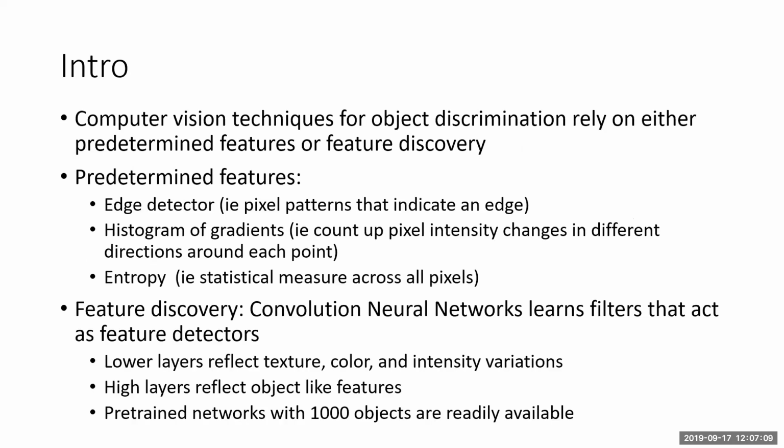When we talk about computer vision techniques for object discrimination, they rely either on predetermined features or feature discovery. Predetermined features are things like edge detectors, histogram of gradients, where you look at how pixel intensity changes in directions, and entropy. Before convolution networks came about, these were the features people were using in the early 2000s for object recognition. They were doing pretty well with face detection, I don't know about face recognition, but face detection for sure, and lots of other kinds of object detection.